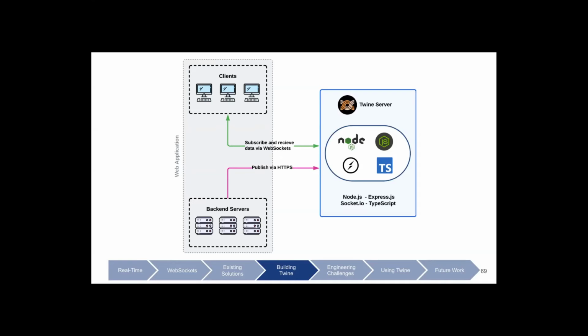To achieve this functionality, we started by building Twine as a single Node.js process that provides an API endpoint for publishing data. A web application using Twine would publish data to this API endpoint from their back-end servers, and the Twine server would accept that incoming data and publish it to all subscribed clients. Twine establishes and maintains these WebSocket connections with clients and also implements the pub/sub functionality previously described.